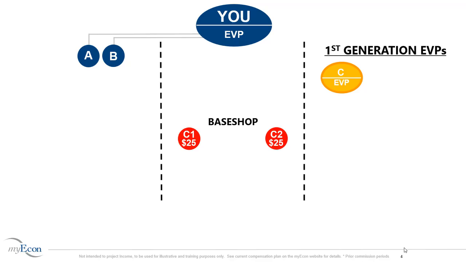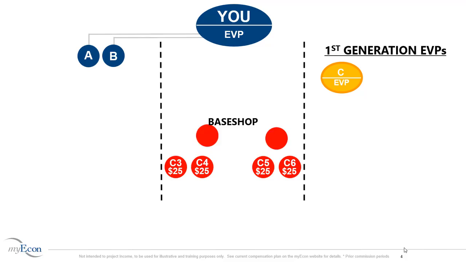C1 and C2 were left in your base shop, and you earn $25 commissions for each. This is a total of $50. In order for C1 and C2 to get promoted to Executive Vice President, they must each sponsor 2 marketing directors. When C1 sponsors C3 and C4, and when C2 sponsors C5 and C6, they are both promoted to your first generation as Executive Vice Presidents.